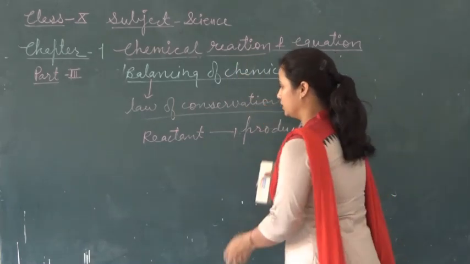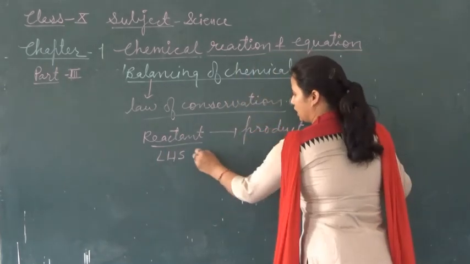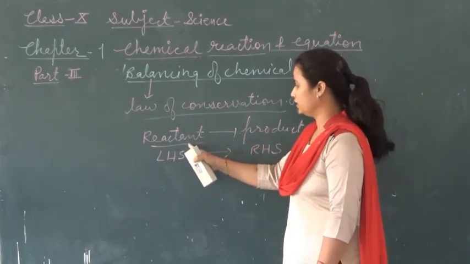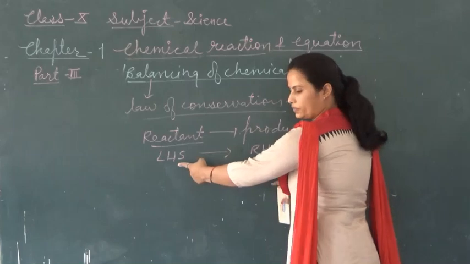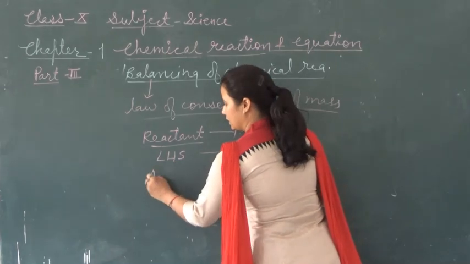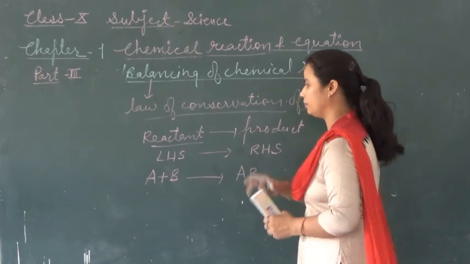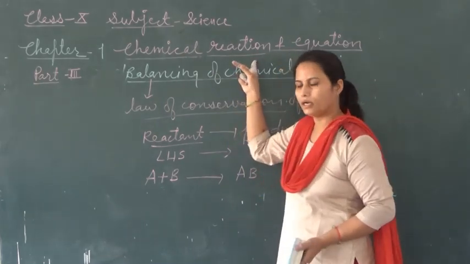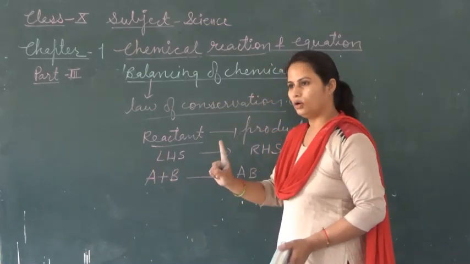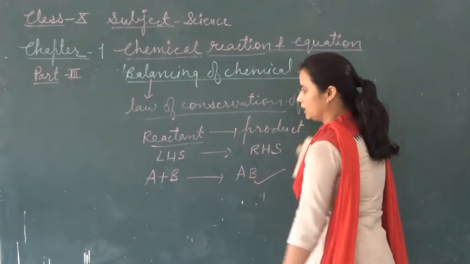In a chemical reaction, reactants are always written at the left hand side and products are always written at the right hand side. Reactants are on the left hand side and products are on the right hand side. For example, the reactants A plus B will give AB. It is just an example of a chemical reaction, of how we write and how we balance. Look here, A is only one atom, B is only one atom, and the product is AB, both are 1, 1. It is a balanced equation.